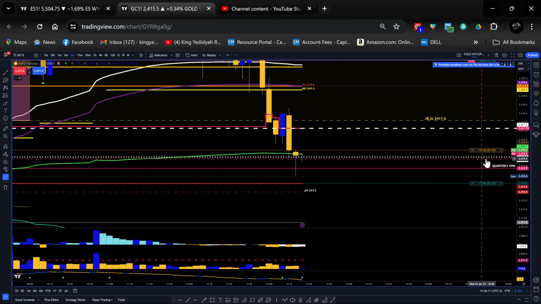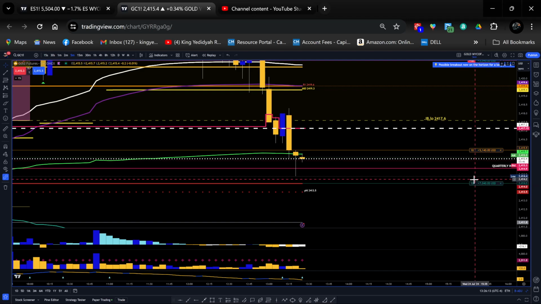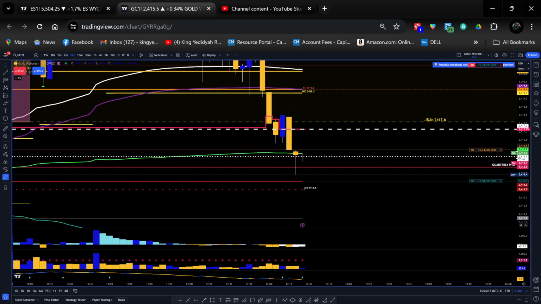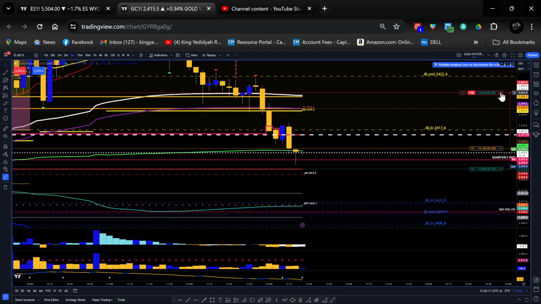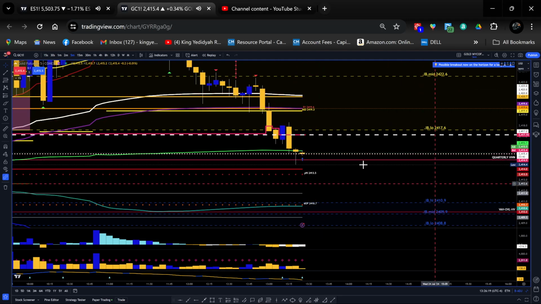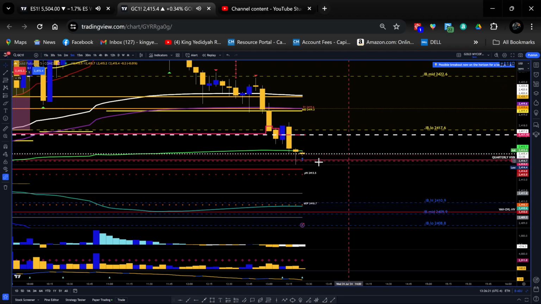So let's see, this thing is taking long to break down. All right, so I'm gonna close this out right here. Right, so about the same thing as the Bookmap trade.